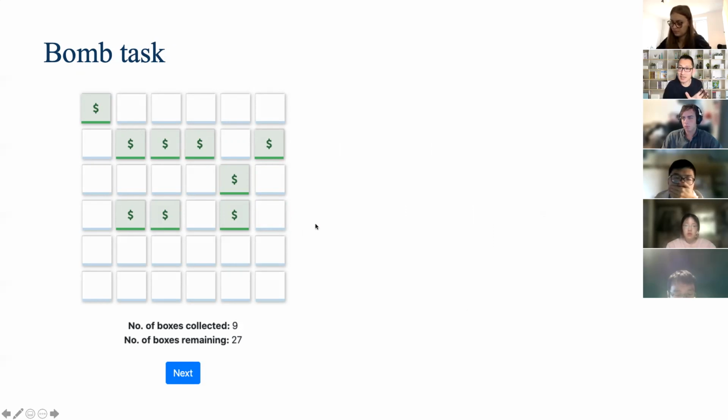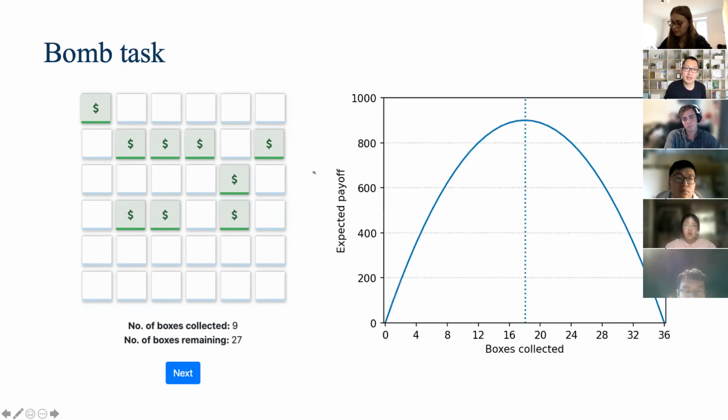Right? So the bomb task, as I mentioned, you will be able to calculate the expected payoff depending on how many boxes you collect. So you know for sure that if you do not collect any box, then your payoff is definitely zero, because you do not collect any valuable boxes. But if you collect all the boxes, then your payoff is also for sure zero, because you will definitely collect the bomb, because one of the squares has a bomb behind it. Then your payoff is completely destroyed. Your payoff is zero.